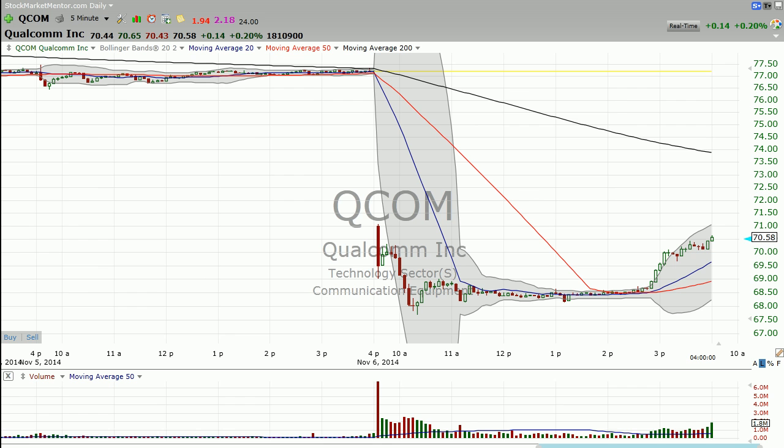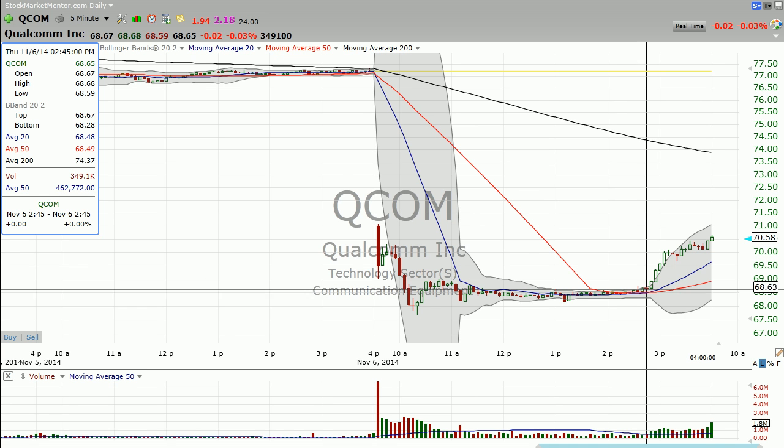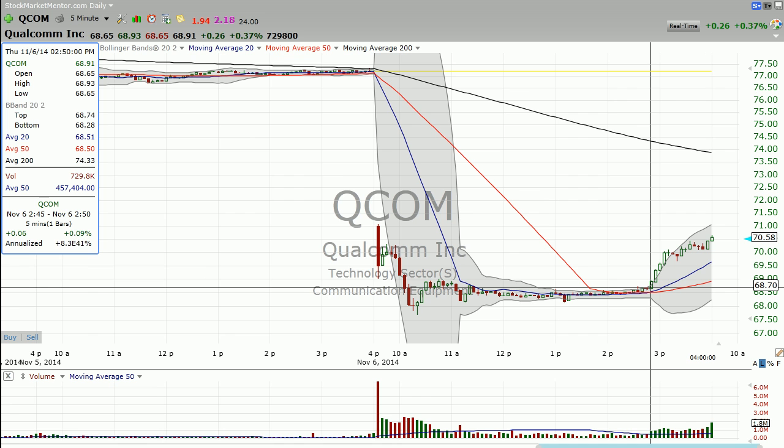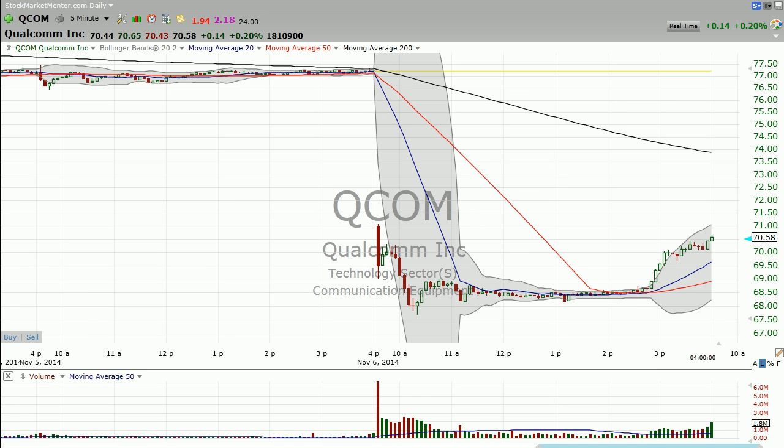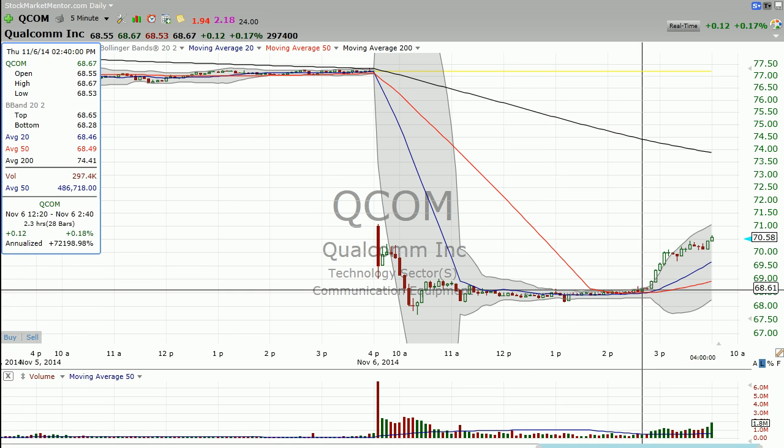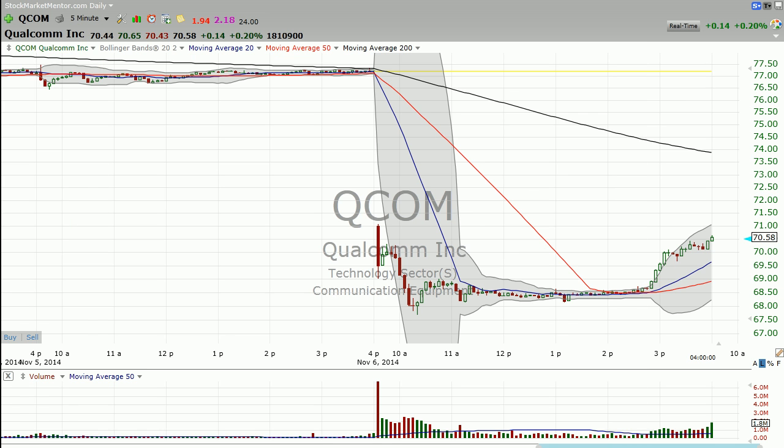Here, we'll get rid of the after hours. You can see that just close to 3 o'clock, a little bit before this, the stock, which had been in a volatility squeeze all day long, started to move higher and move higher on volume.